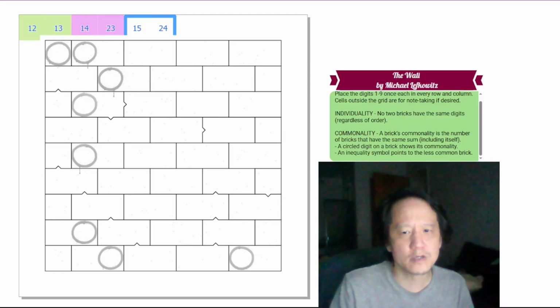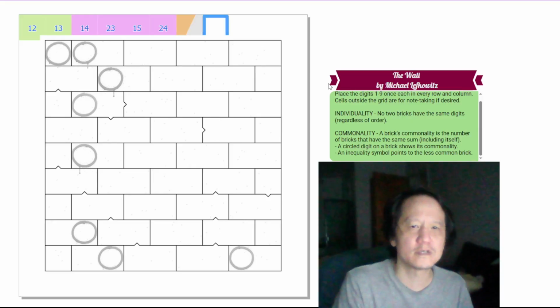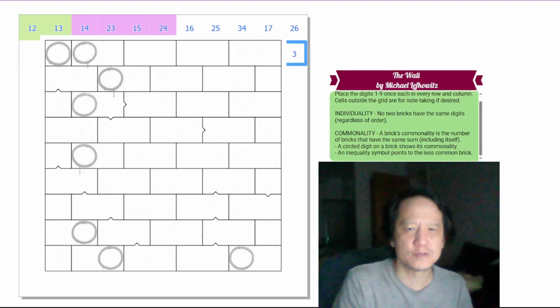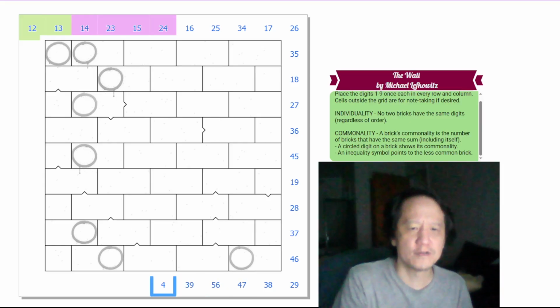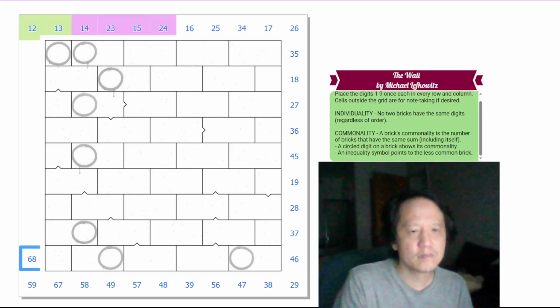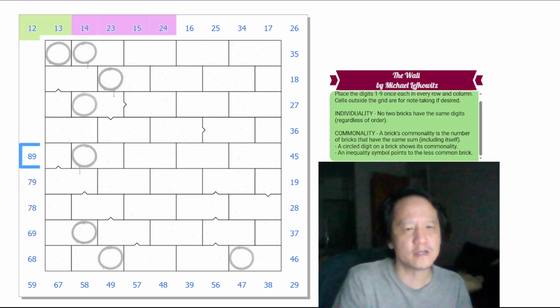Those are also pink. Then we have 1, 6, 2, 5, 3, 4. 1, 7, 2, 6, 3, 5. 1, 8, 2, 7, 3, 6, 4, 5. 1, 9, 2, 8, 3, 7, 4, 6. 2, 9, 3, 8, 4, 7, 5, 6. 3, 9, 4, 8, 5, 7. 4, 9, 5, 8, 6, 7. 5, 9, 6, 8. 6, 9, 7, 8, 7, 9, and 8, 9.